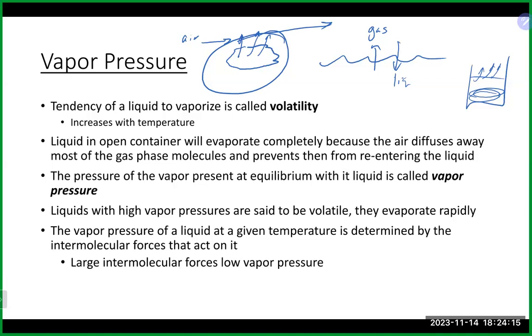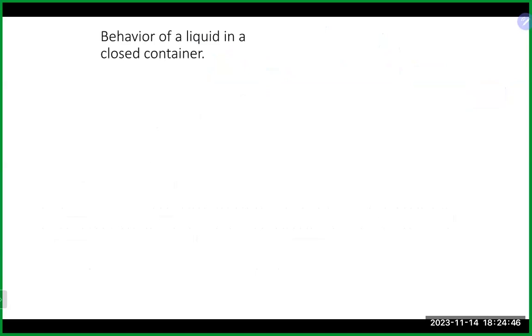The vapor pressure of a liquid at a given temperature is also determined by the intermolecular forces. Things with large or strong intermolecular forces will have very low vapor pressure. Again, because they're held together very tightly by those strong intermolecular forces, like hydrogen bonding, for example, it's much less likely that a lot of them are going to escape from the surface. And a lot less will escape from the surface, which means you have much lower vapor pressure.